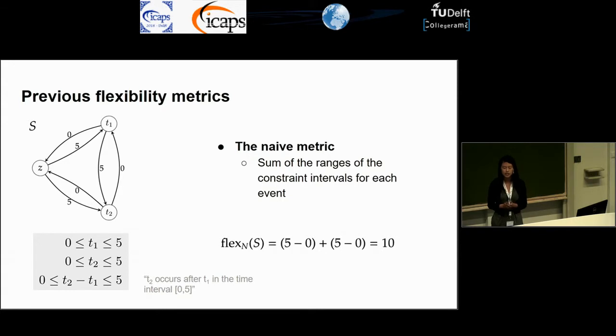So in this case, T1 and T2 both occur in the interval 0 to 5, so the total flexibility here is 10. So as you can see, the naive metric completely ignores the dependencies between events, and so this can be seen as a very significant limitation here. So the next two metrics attempt to take into account dependency.